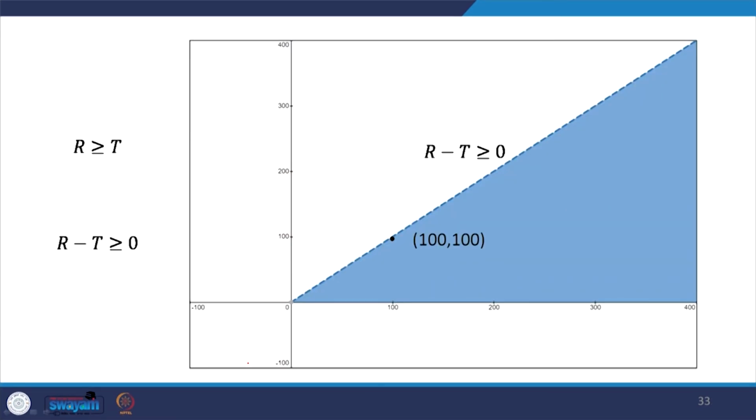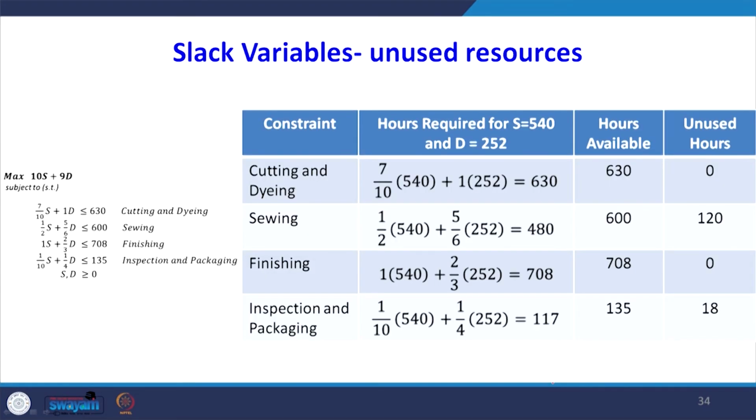There may be another situation, r greater than or equal to t. So, r minus t greater than or equal to 0. So, that is r equal to t, that is this point where it is a 45-degree line. So, if r equals 100, t is also 100. That is the way of drawing the constraint. Next, we will be explaining an important term in a linear programming model, that is the slack variable.